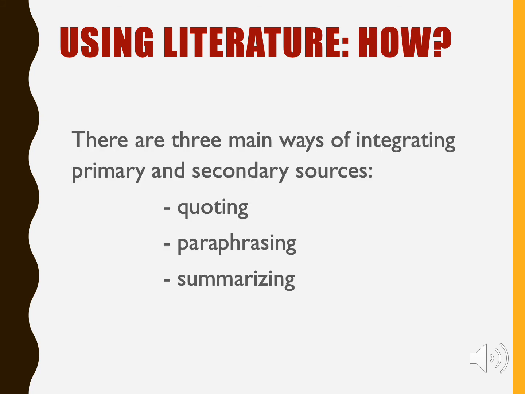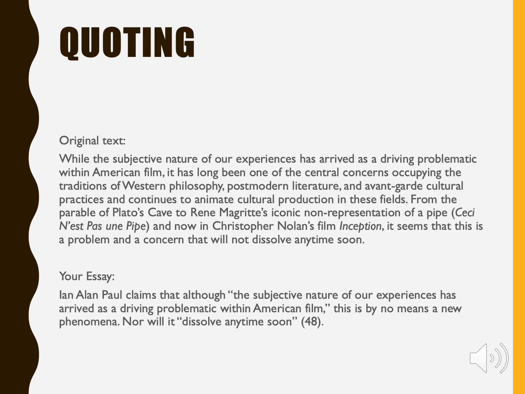How do you do this? There's three main ways: quoting, paraphrasing, and summarizing. Quoting is the most basic of these, perhaps the most important, where you take some small piece of the original text and put it inside of quotation marks. Ian Allan Paul claims that although, quote, the subjective nature of our experience has arrived as a driving problematic with an American film, end quote, this is by no means a new phenomenon, nor will it, quote, dissolve anytime soon, end quote. And then you have the page number at the end of that quotation.